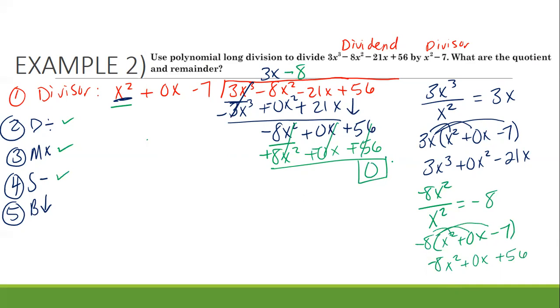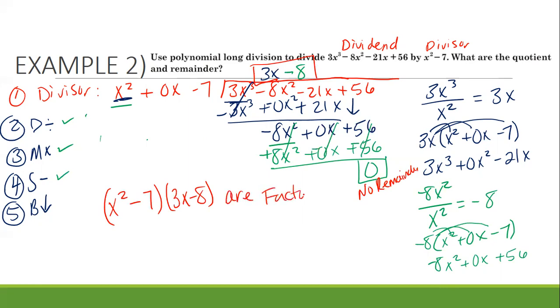So for this one, I do not have a remainder. Do we see that? So there's no remainder. So my quotient is 3x minus 8. What that means is that x squared minus 7 and 3x minus 8 are factors of the polynomial.